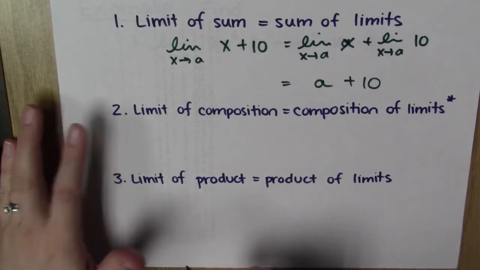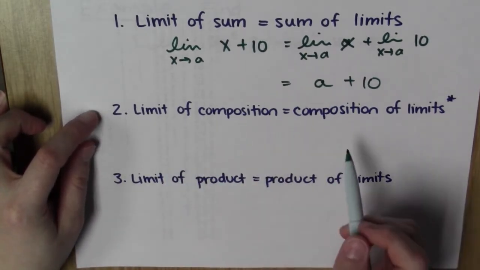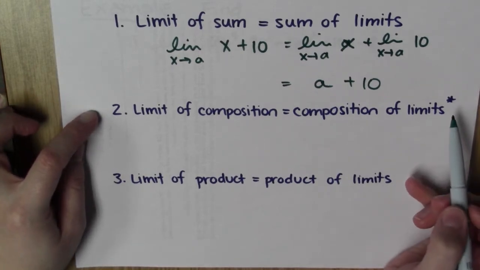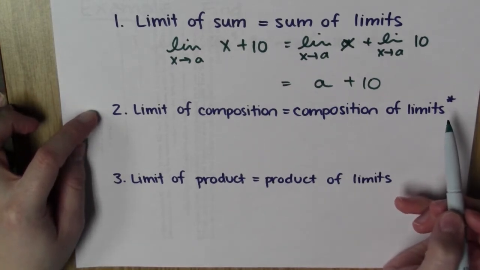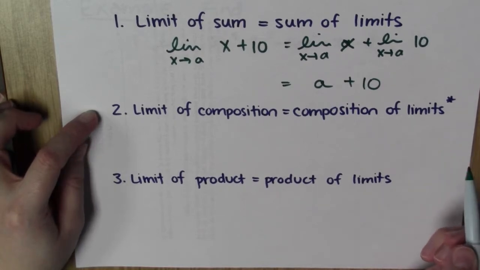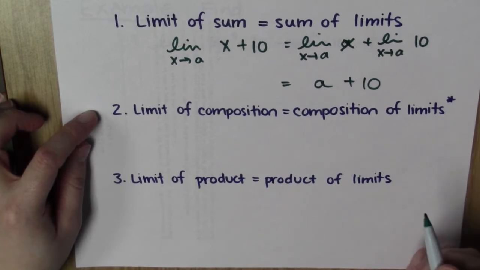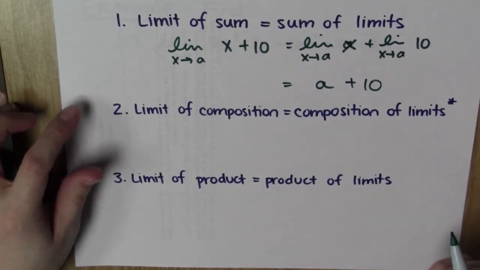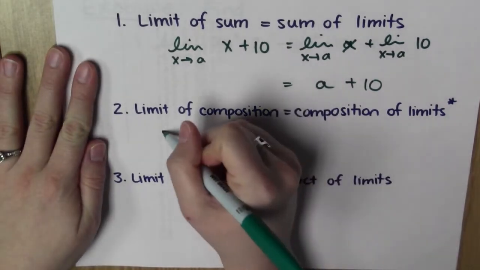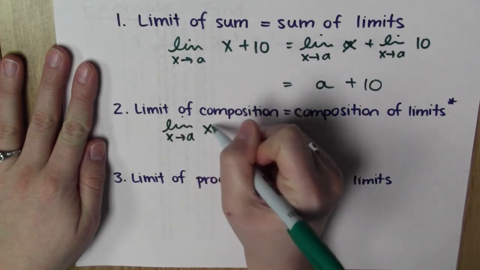The second limit law that I have is that the limit of a composition is the same thing as a composition of limits. Now I put an asterisk here because this isn't precisely true, so you should go ahead and read about it in the textbook to make sure that you have the right concept. But for the case of polynomials and the area we want to use it in right now, this is a true statement.